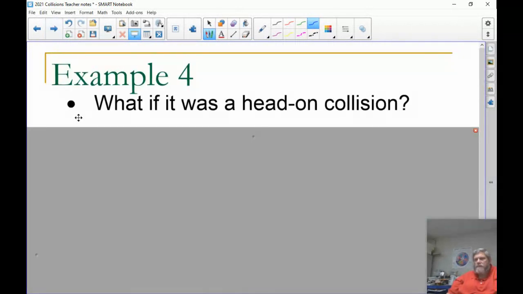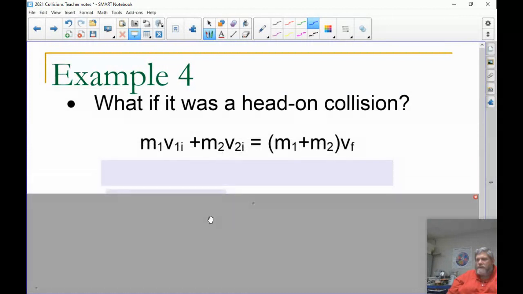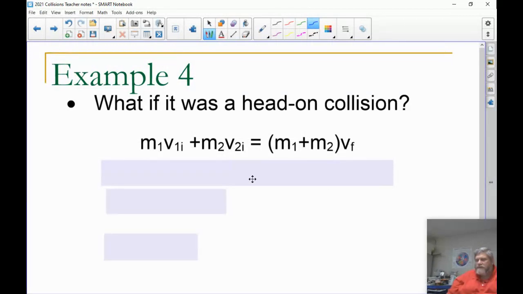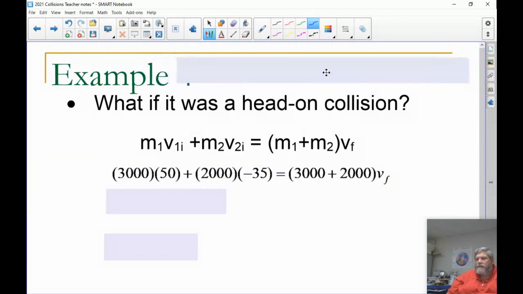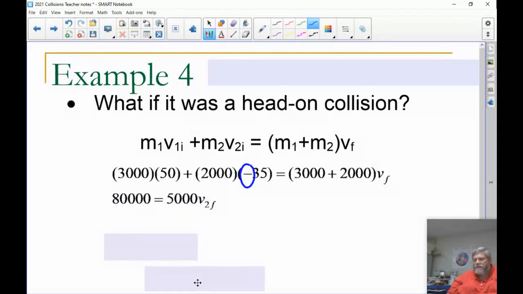Right. And then, what if it was a head-on collision? Then one of the velocities would be negative. So same problem, but the difference would be that this velocity here is negative. And notice that your answer is going to be completely different. Much slower after they hit together.